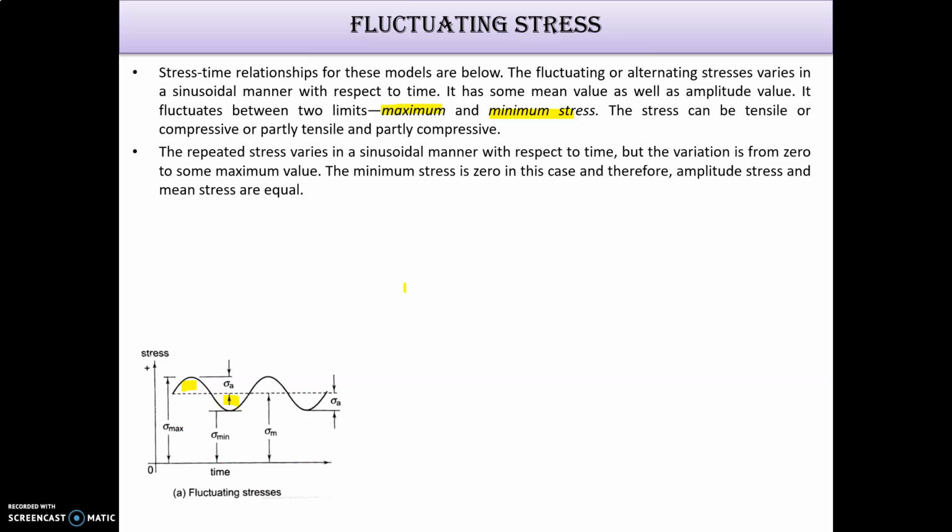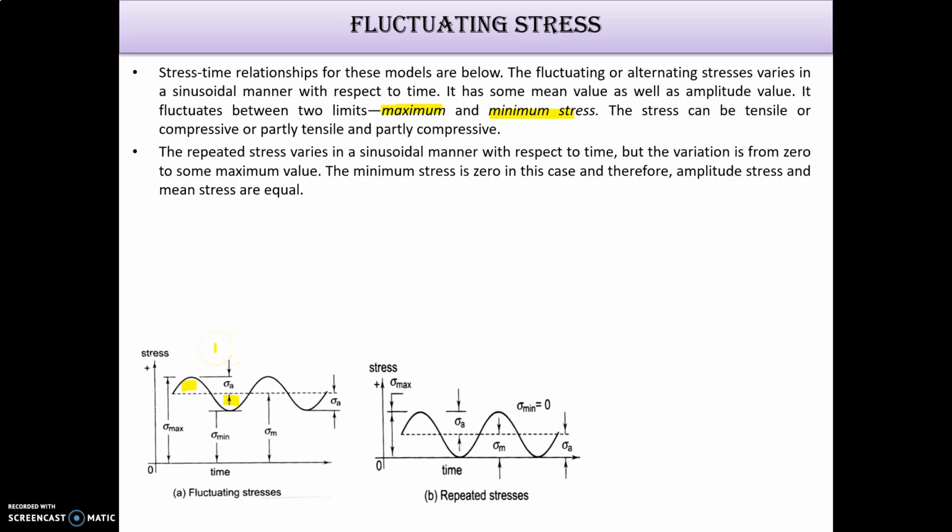Now the next one is the repeated stress. The repeated stress varies in a sinusoidal manner with respect to time, but the variation is from 0 to some maximum value. In fluctuating stress, it is somewhere in the middle part, while in repeated stress it is from 0 to maximum.